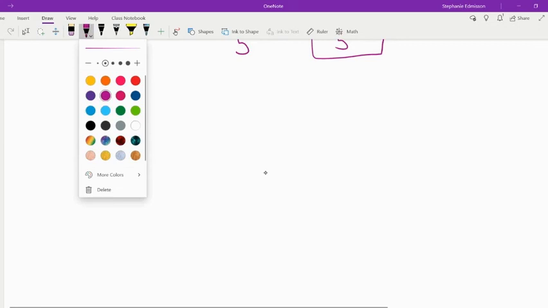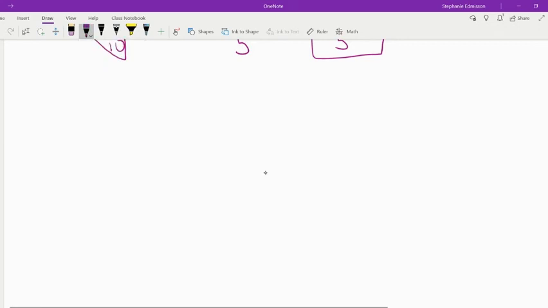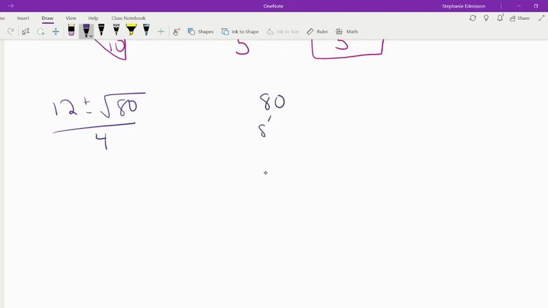Let's do another color. All right, we've got 12 plus or minus root 80 over 4. Step 1, simplify the root. So 80 is 8 times 10. 8 is 2 times 4. 2 is a prime number. 4 is 2 times 2. All right, so I'm done on that side of the tree.